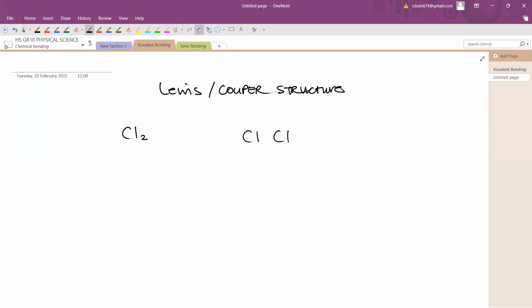Now go and find chlorine on the periodic table and tell me what group number it is. It's group 7. That you should know off by heart. Is that right? Yes, sir. Okay, so how many valence electrons does chlorine have? Just hold a second.